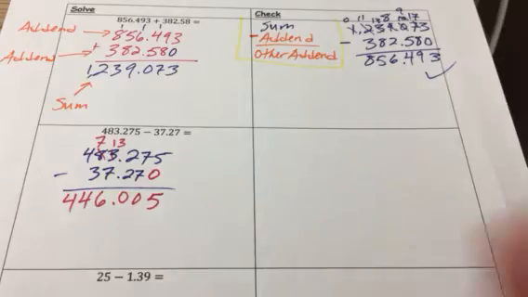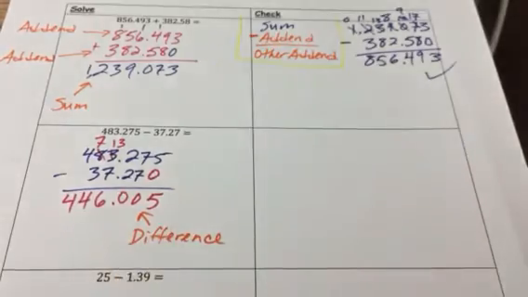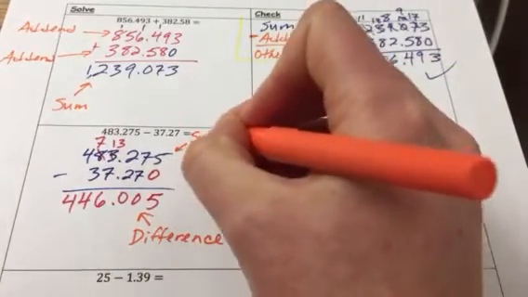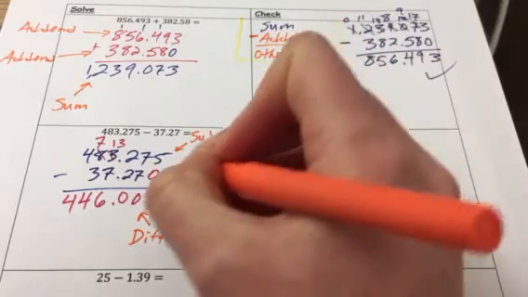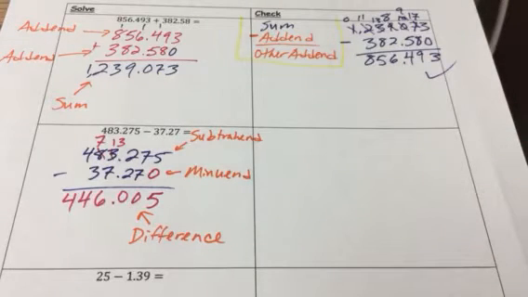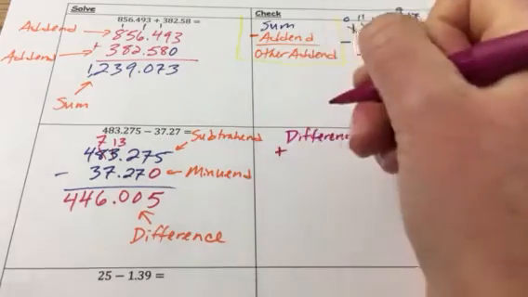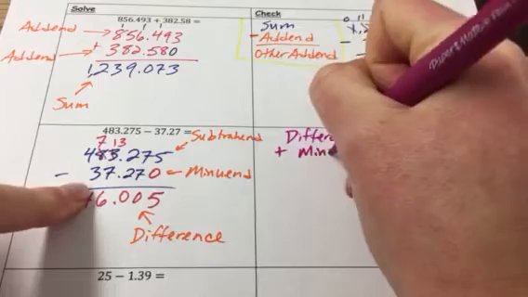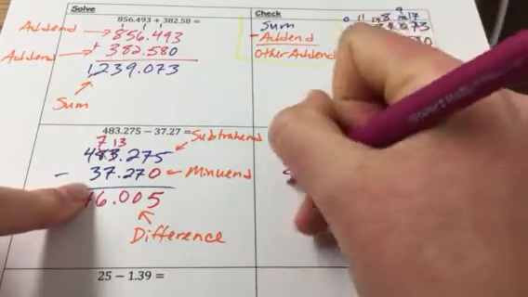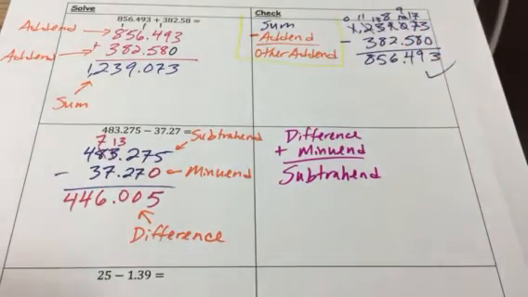our work. So with subtraction, our answer is what we call the difference. The top number is what we call the subtrahend, and the bottom number is the minuend. Now, I'm not going to require that you necessarily memorize these words, but I do need you to understand the process of how we check our work. So what we're going to do is take our difference, our answer, and add the minuend, the bottom number. And we need to make sure we get to the top number, the subtrahend. So that's how we're going to check our work.